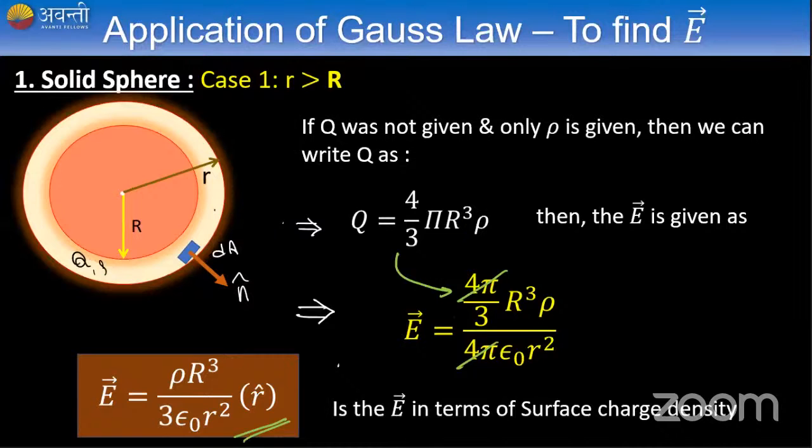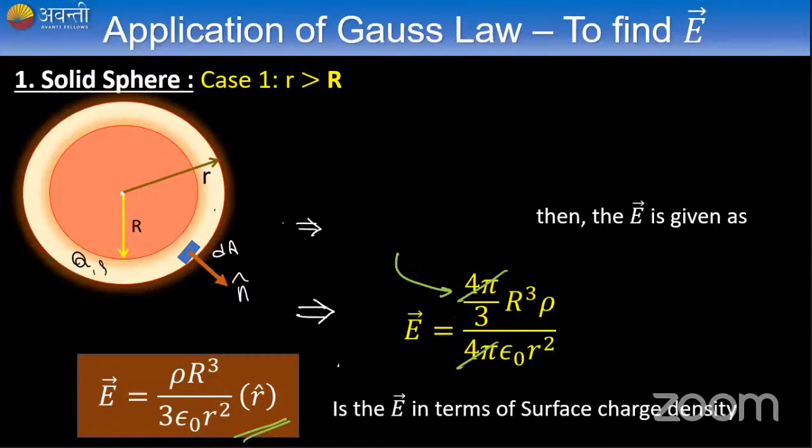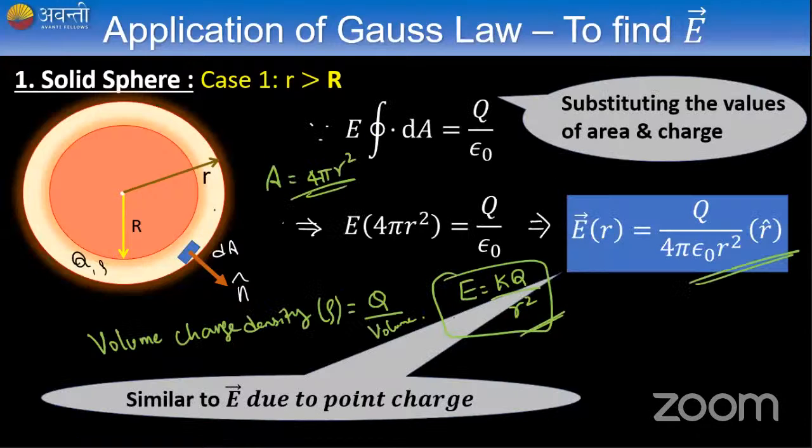Okay, again. So what happened? In our previous expression, we had the electric field. When I substitute the area of the sphere, we got E times area, that is 4 pi r square, the area of the sphere. So I cross multiplied this area of the sphere to the denominator and got E is equal to Q by 4 pi epsilon naught r square. This is the general expression I get for the electric field of a solid sphere in terms of Q. This is also similar to the electric field due to a point charge.